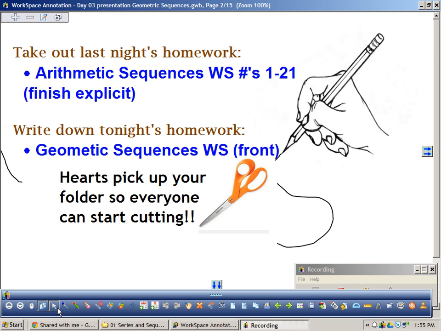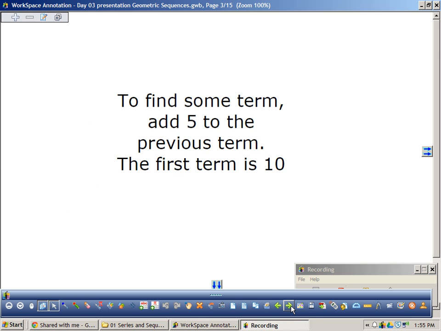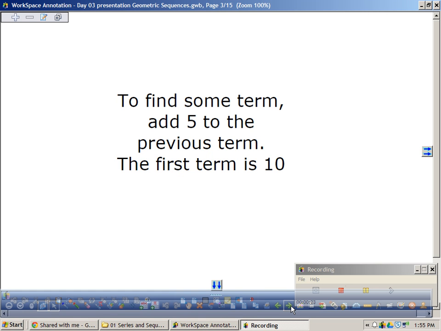Okay, so here's your homework for today. See if I can see the geometric sequences worksheet, but we're only going to do the front side. At this time, I want you to clear your desks of everything or scoot the cutting away. We're going to work on that on Monday. And I need you guys to get out a marker, and you're going to write on your desks again.